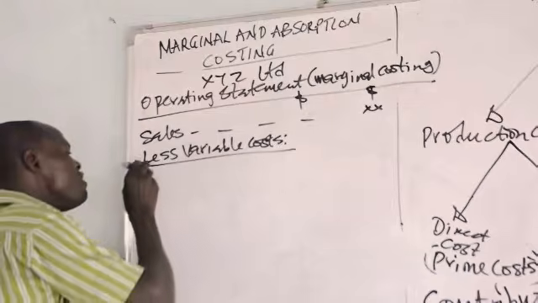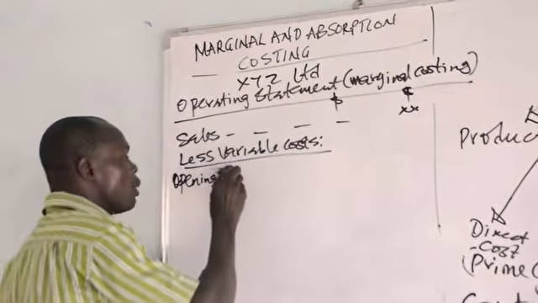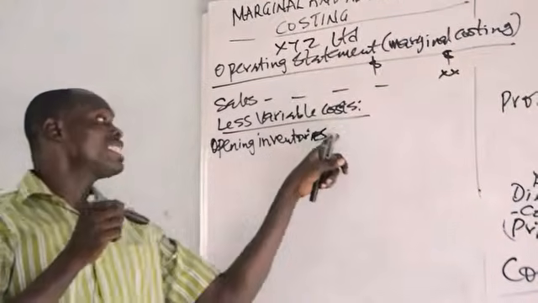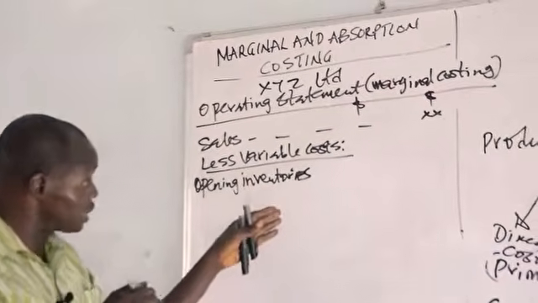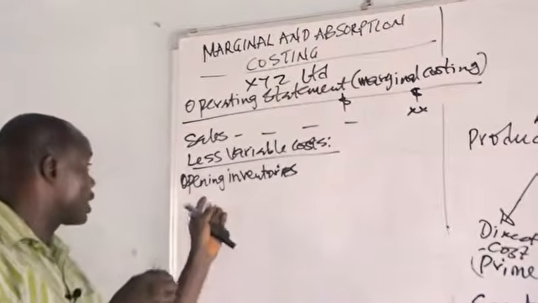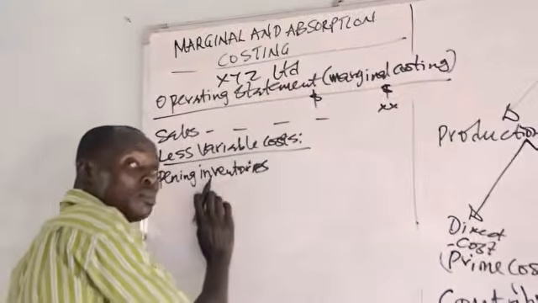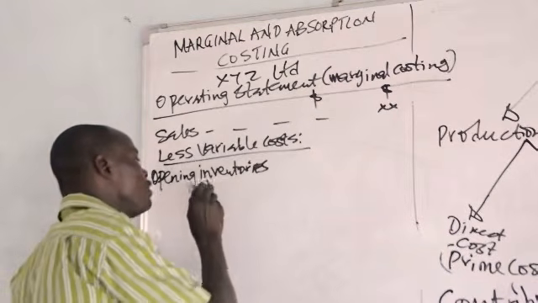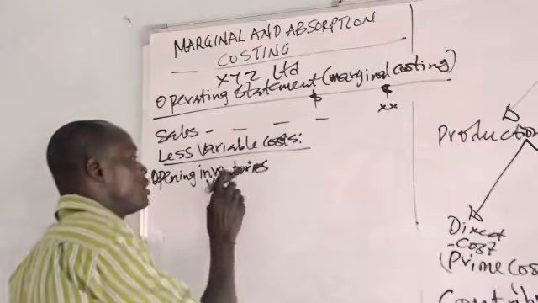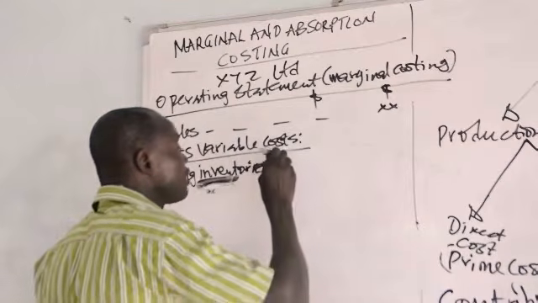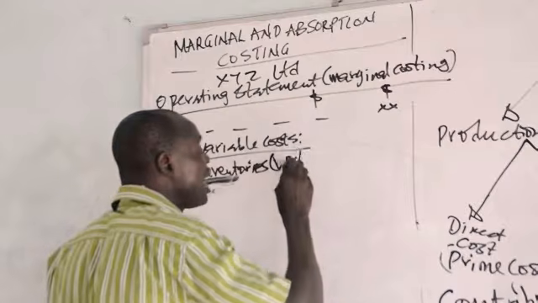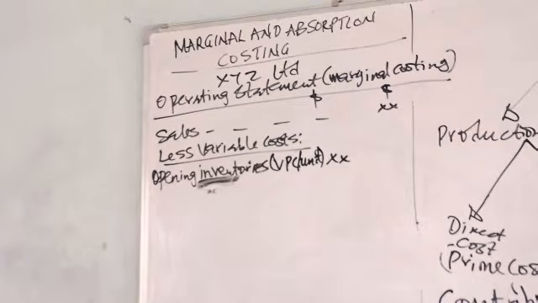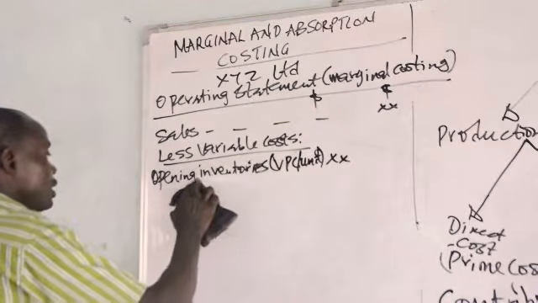You have opening inventory, opening stocks. I told you earlier that you value it at variable production cost per unit under marginal costing. When I was giving you the difference between marginal and absorption costing, I said inventory is valued at the variable production cost per unit. That is, you take your variable production cost per unit and use it to multiply your inventory.